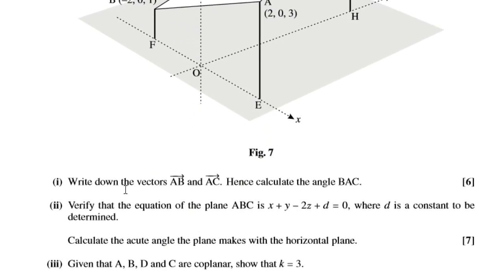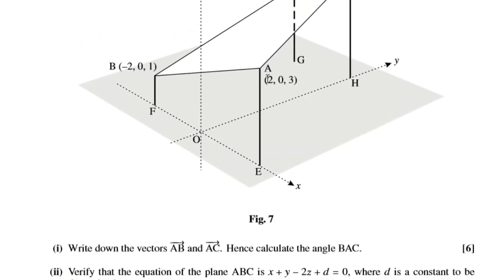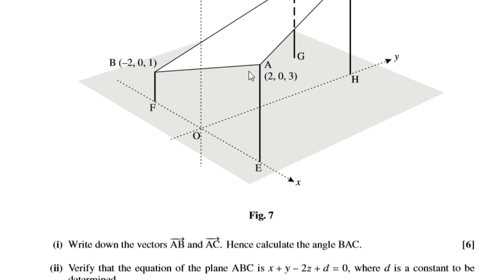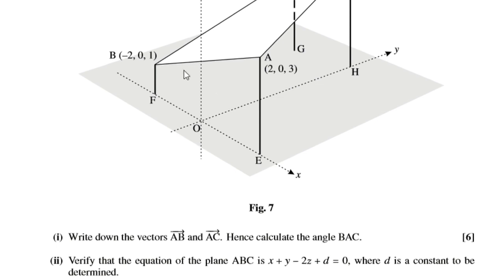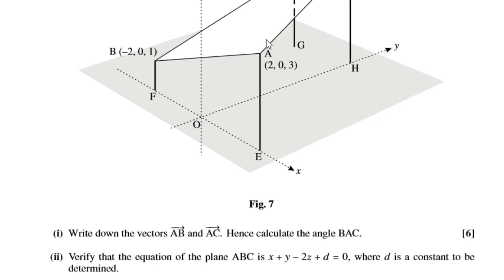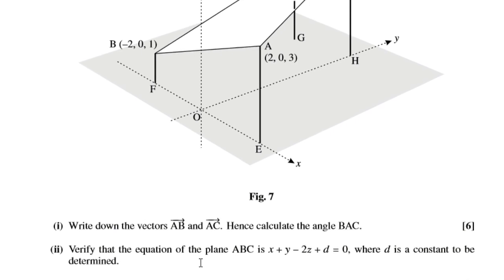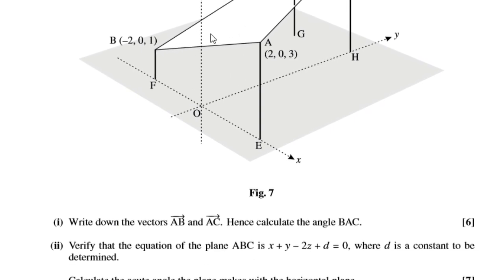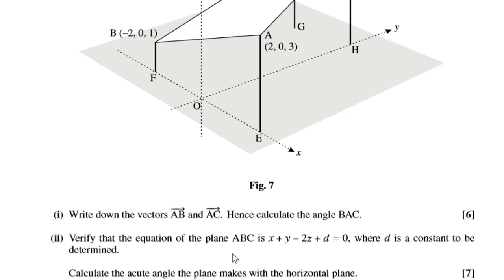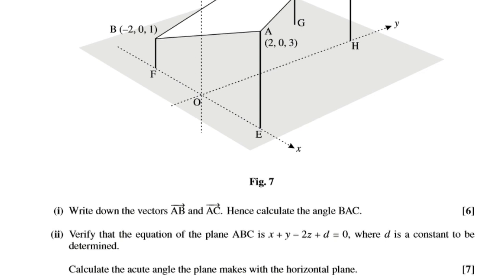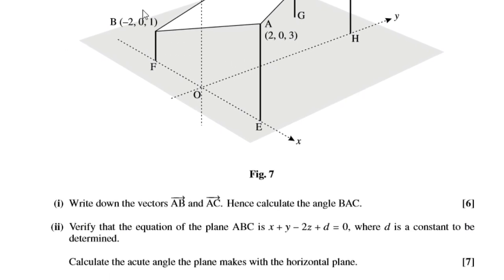First part, write down the vector AB, which is just this to that, and AC, and hence calculate the angle BAC, which is this angle. Then verify the equation of the plane equals this, where D is a constant that you need to calculate. Then find the acute angle of the plane and the horizontal plane.